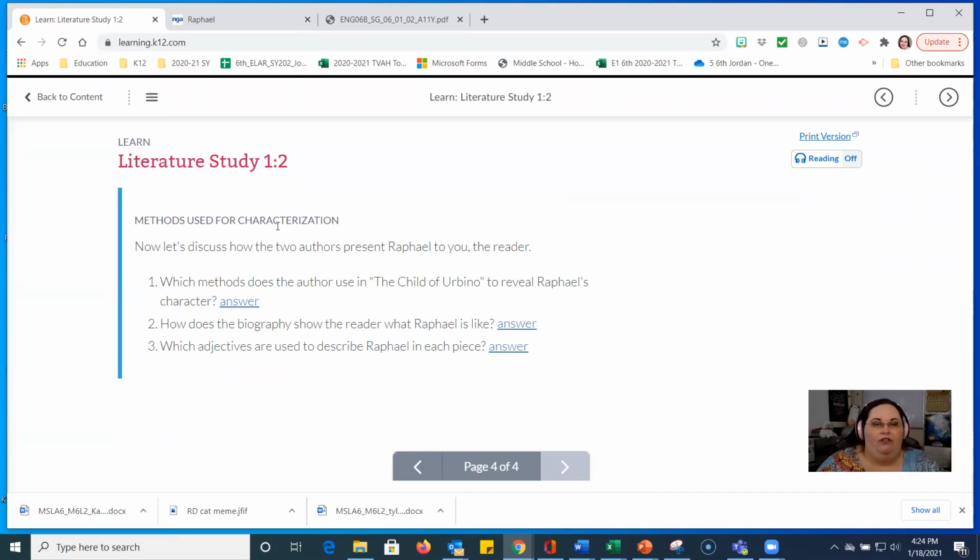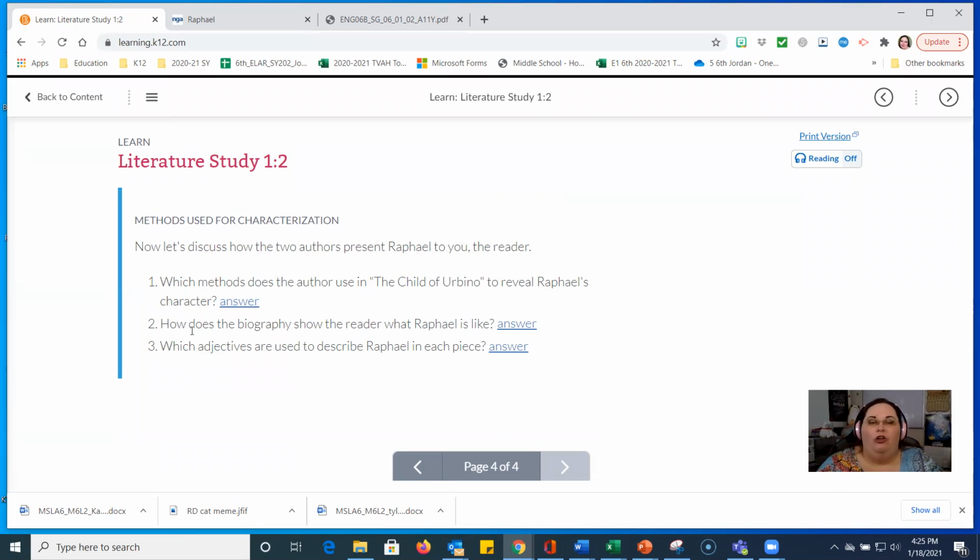Methods used for characterization. Now let's discuss how the two authors present Raphael to you, the reader. 1. Which method does the author use in The Child of Urbino to reveal Raphael's character? What did they use? Think of your answer. Check it. And again, copy and paste maybe.